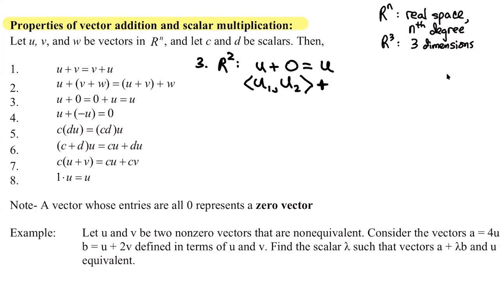So I'll make a little note. Oh, actually, I was going to say I'll make a note, but I already did. If I highlight everything, it's like I'm highlighting nothing. So let me. 0 represents a 0 vector.